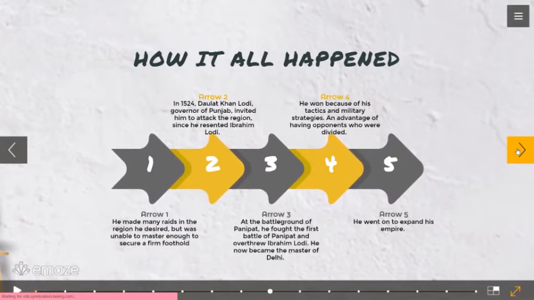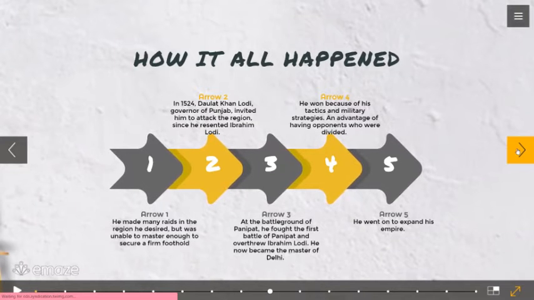So Daulat Khan Lodi was the governor of Punjab, and he gave this golden opportunity to Babur, and Babur didn't let go of it. So his forces met that of Ibrahim Lodi on 21st April 1526 at the battleground of Panipat, and together they fought the Battle of Panipat. So this is a very important historic moment, a very important war that you all have to remember.